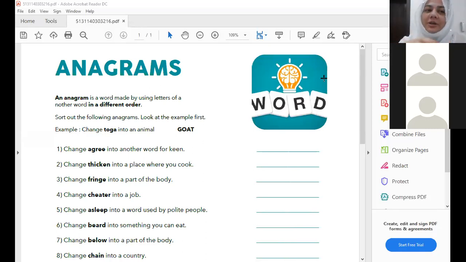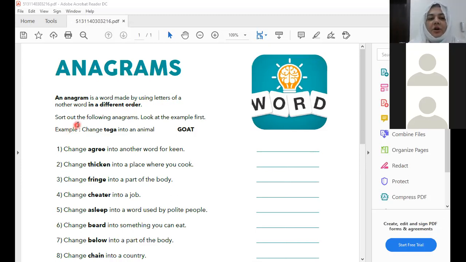Okay, there are so many things in the grammar. Now today's topic is anagram. Anagram is a word in which there is another word. If you rejumble them, you will not add any letter or alphabet in it, but you will rearrange them and make a new word. Got it? Did you get the definition? Anagram is a word made by using letters of another word in a different order.